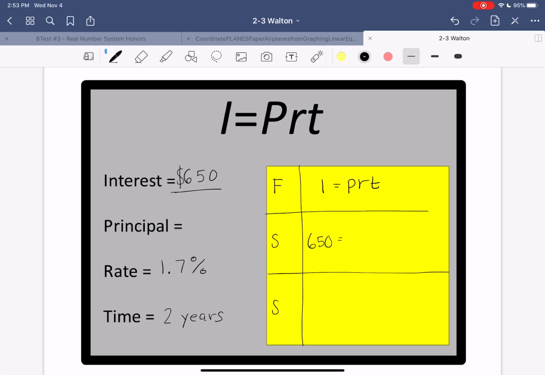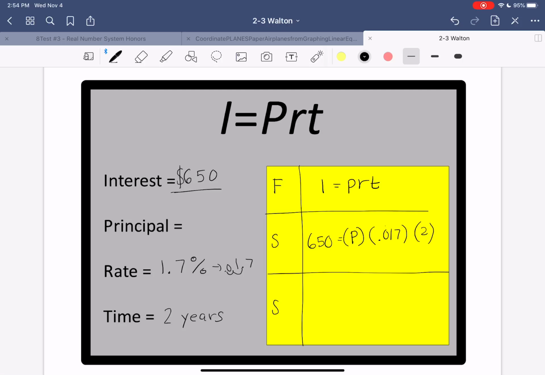Our principal, we're just going to leave a P for principal. Our rate, again, we're going to move that decimal point, 0.017, and our time is going to be 2 years. So this looks a little bit different, and I hope that you're thinking this looks doable. So the first step in solving this problem is we're going to take what we can multiply on the right side. We can multiply some stuff on the right side. And what is it that we can multiply on the right side?